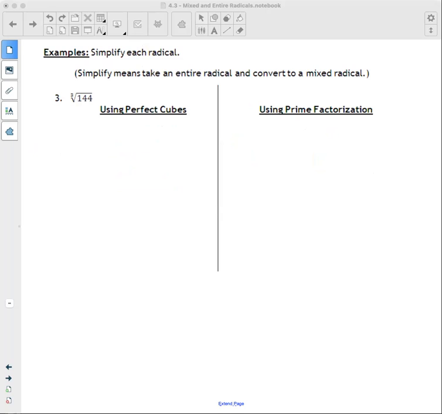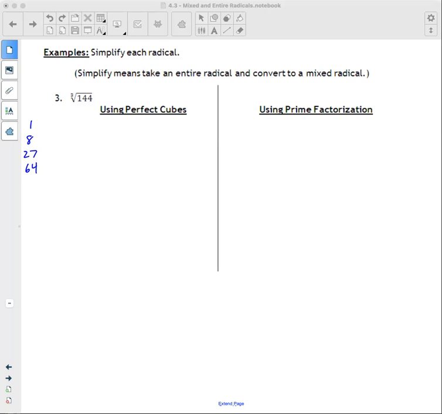Okay, so big thing here, watch out if we're looking for perfect squares or perfect cubes. Because if we're doing perfect cubes, we're going to be looking for triplets. Now for perfect cubes, I'm a little bit more unfamiliar with them, so let's just go ahead and write these down. 1 times 1 times 1 is 1. 2 times 2 times 2 is 8. 3 times 3 times 3 is 27. 4 cubed is 64.